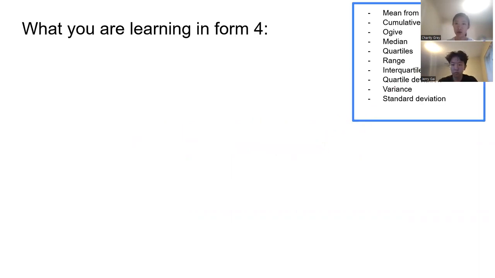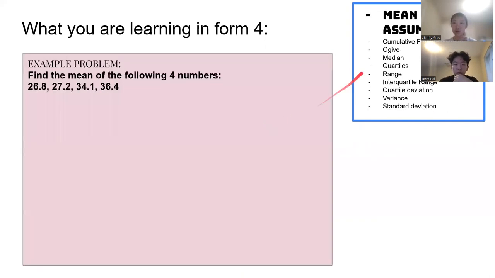So what you're learning in Form 4 Statistics 2 is listed all around here. We will go through each one of them through examples and questions and explain what they mean. First, we have mean from assumed mean. So we're first going to look at a normal mean problem. We're not going to look at this new thing.